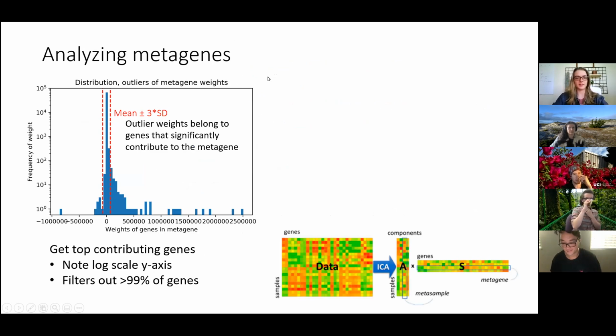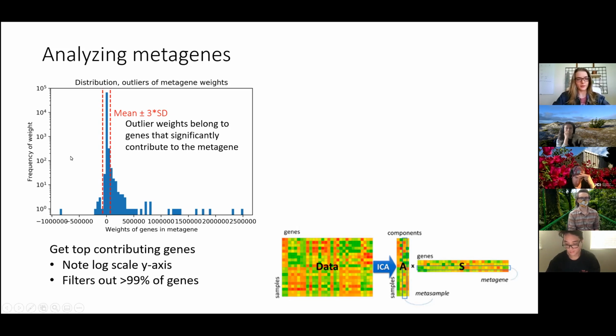So how do we analyze these metagenes? This right here is the distribution of the weights in a metagene. I looked at what the package Biotica did to post-process ICA results, and they recommended the mean plus or minus 3 standard deviations. Outside of this interval are statistical outliers, and these outlier weights belong to genes that significantly contribute to the metagene, or drive this metagene. So if this metagene is a pathway, these would be basically the genes that drive this pathway.